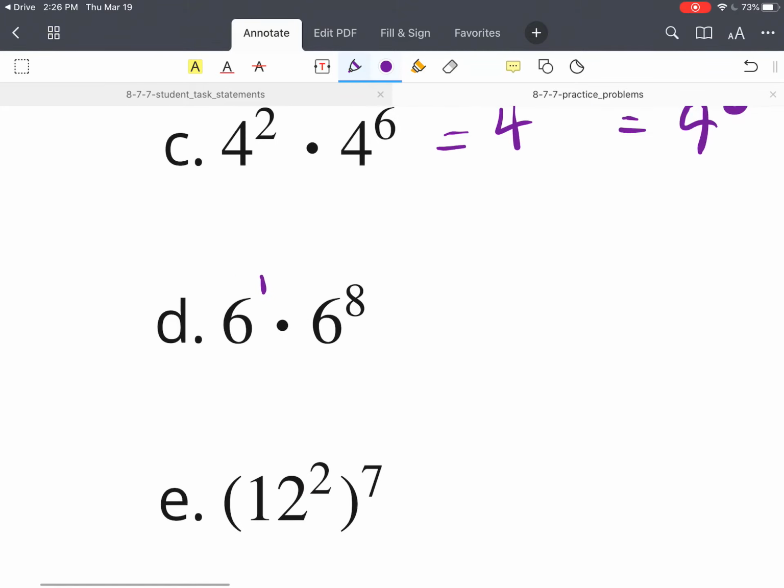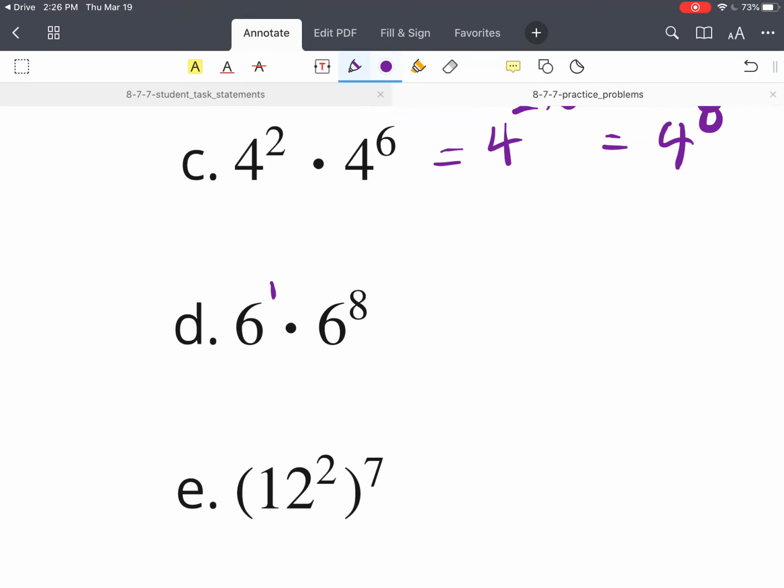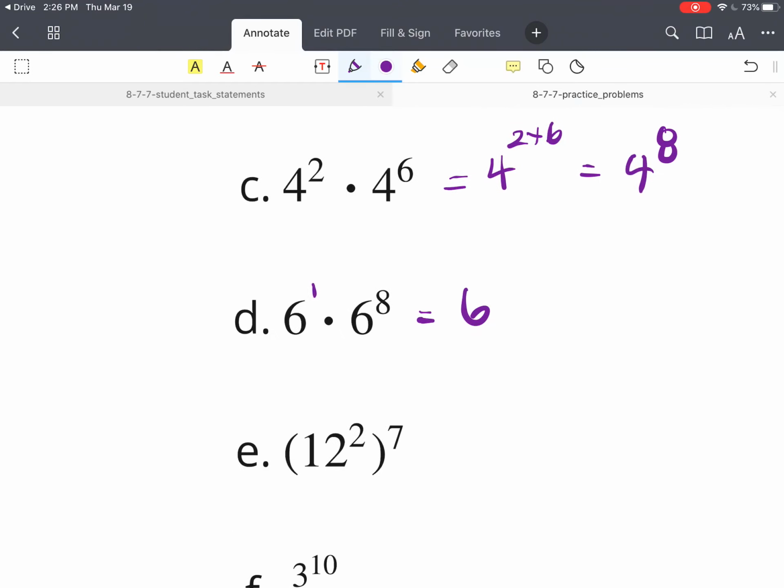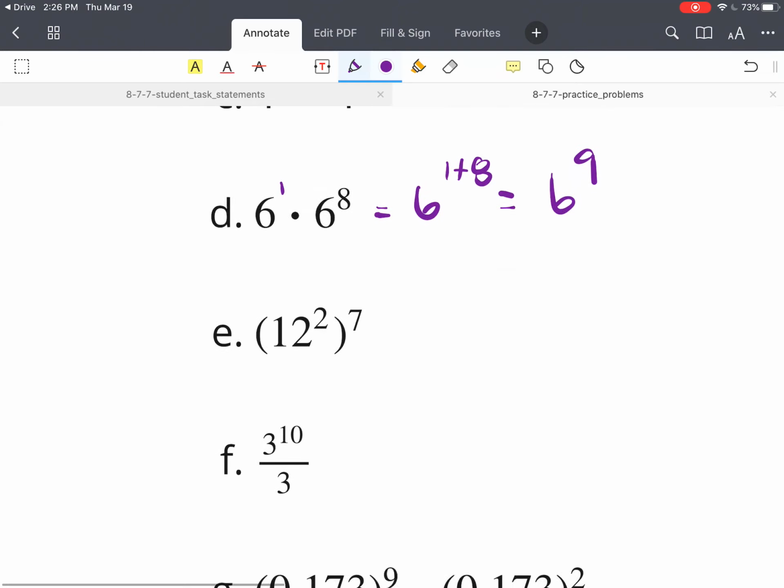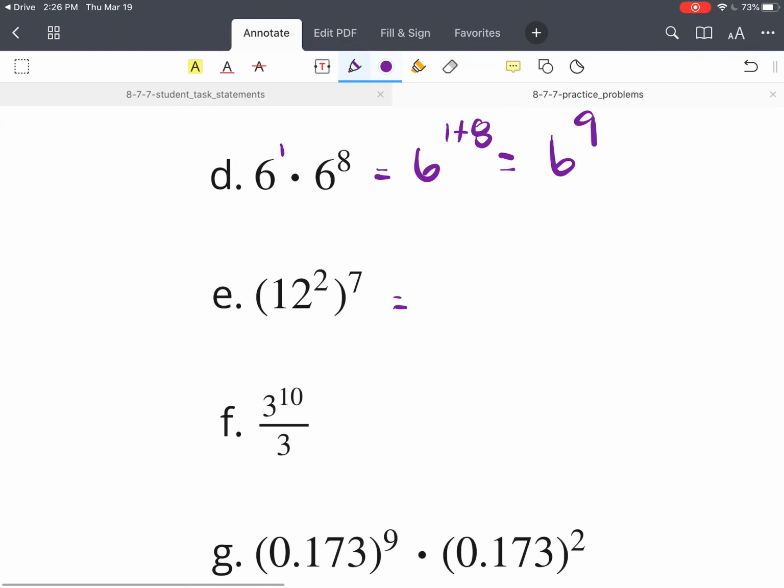What's the exponent on this one right here? Wait, maybe I should have waited before I just wrote it down. So this is going to be 6 to the what? 1 plus 8, which is 9. We're taking a power to a power. We're going to multiply the exponents.